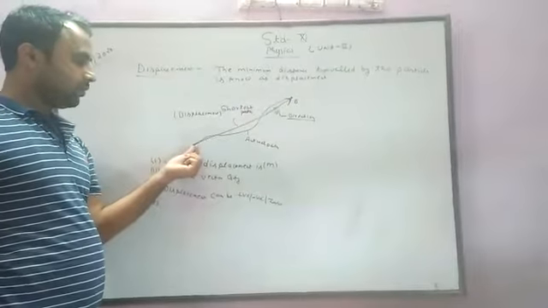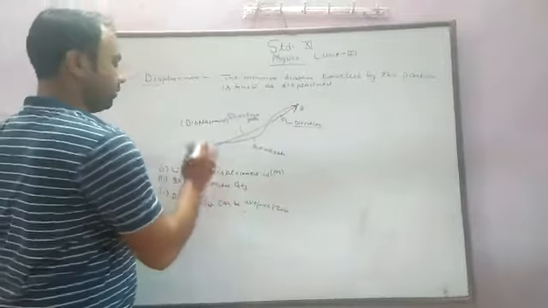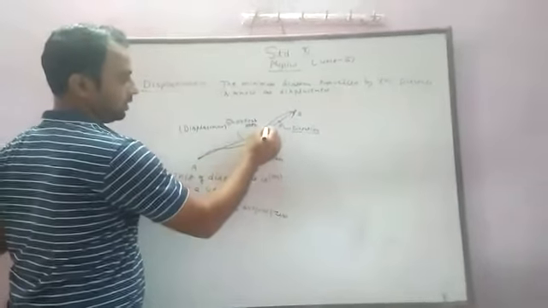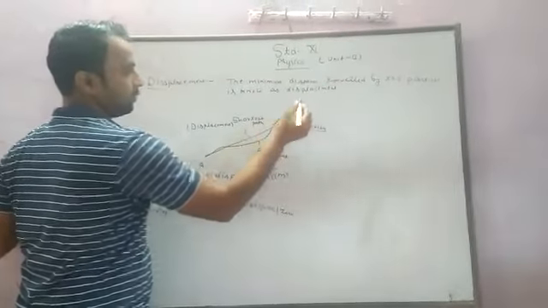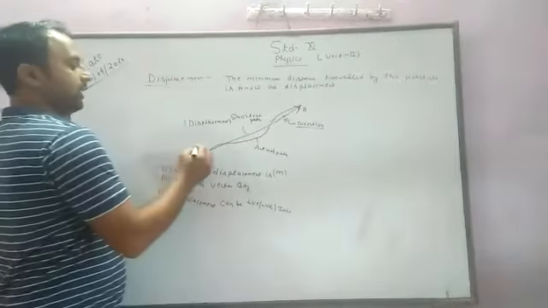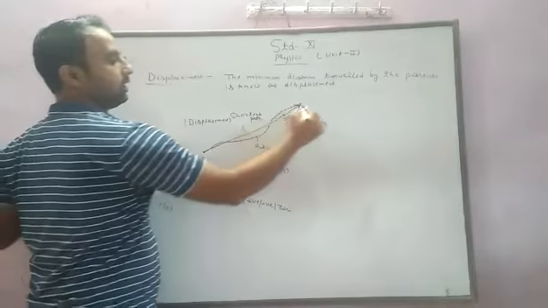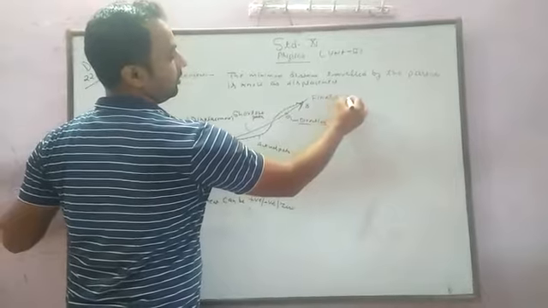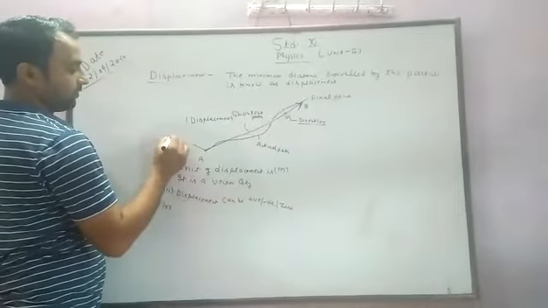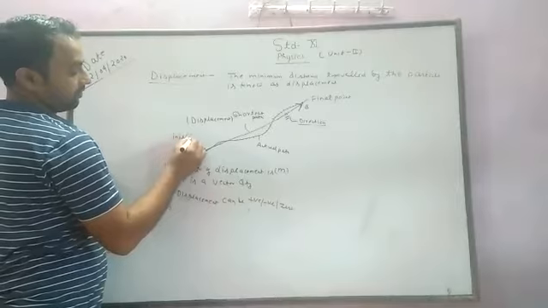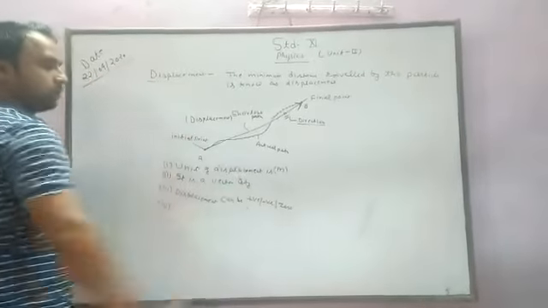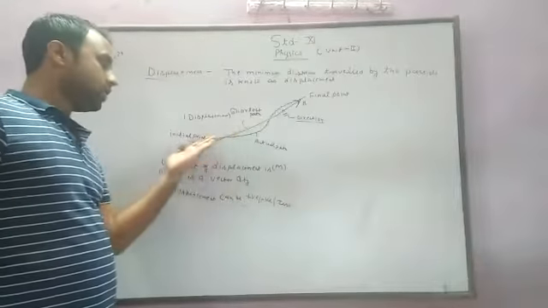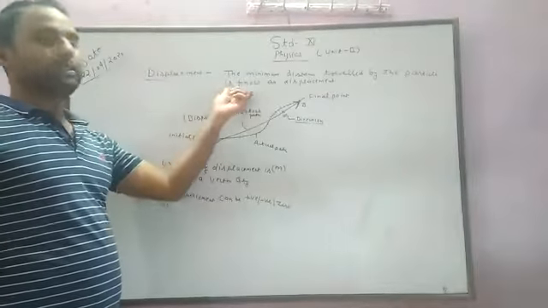If a particle is moving from point A to point B from this path, this is the actual path which we travel from A to B. If we are interested to find the minimum path, this is our initial point and this is our final point. We join initial to final point. This minimum shortest distance is known as displacement.